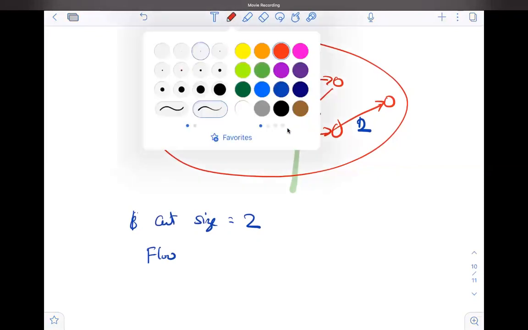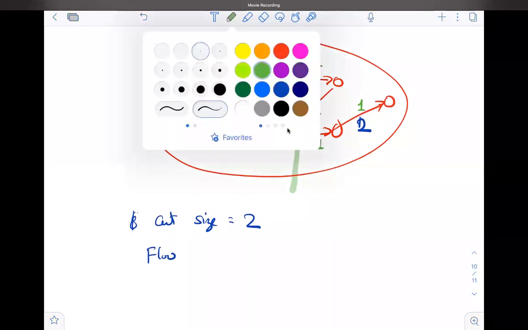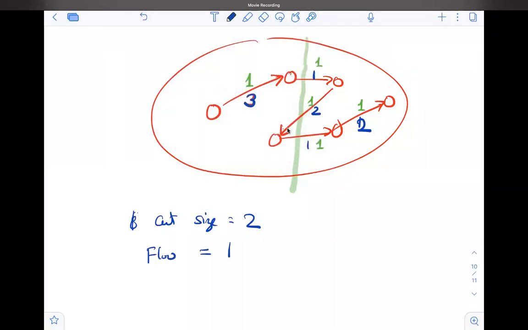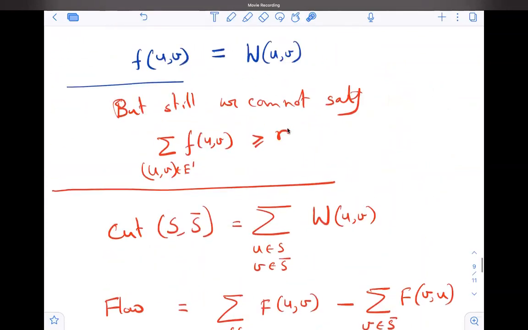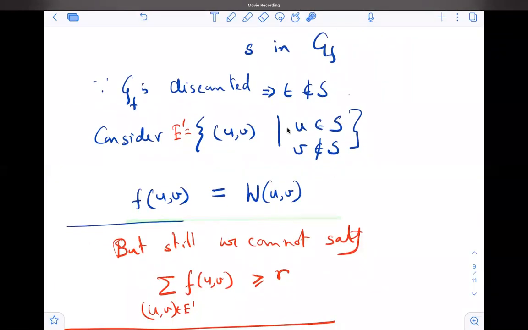I want to redirect some amount of flow. The flow would be 1 here, 1 here, 1 here, 1 here, and 1 here, right? So the flow is 1. Although these two edges are tight, that's the problem here. So the flow is there, the size of the cut is here. But we are not yet done. We still cannot finish this whole thing.